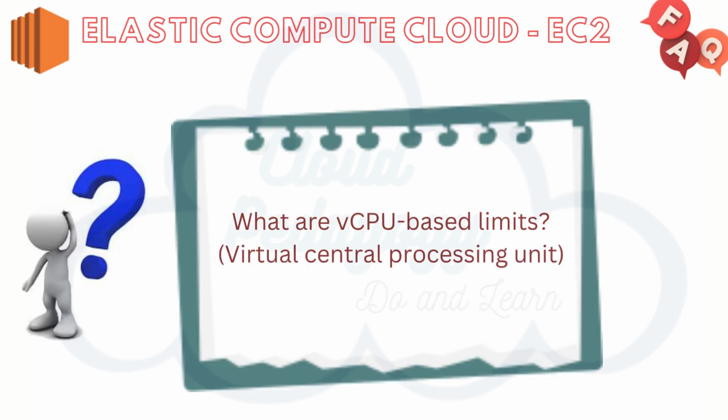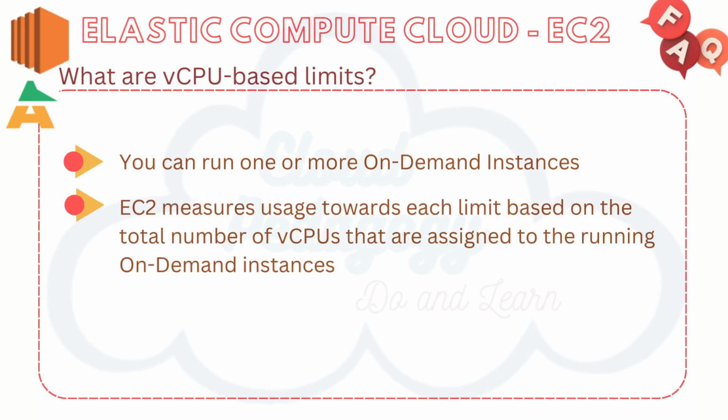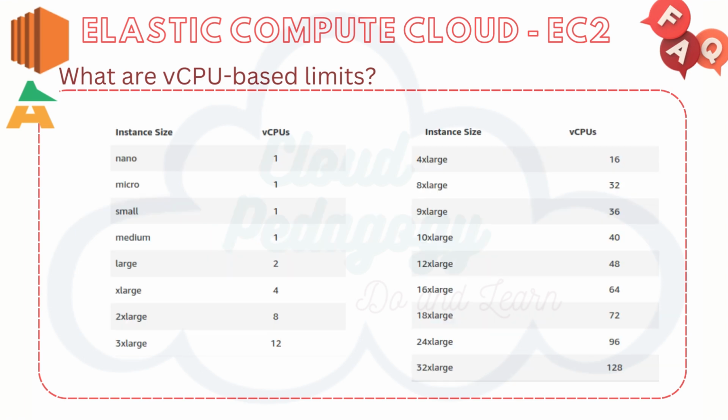What are vCPU based limits? You are limited to running one or more on-demand instances in an AWS account. Amazon EC2 measures usage toward each limit based on the total number of vCPUs that are assigned to the running on-demand instances in your AWS account. Here you can see the number of vCPUs for each instance size. The vCPU mapping for the same instance types may differ depending on instance type.